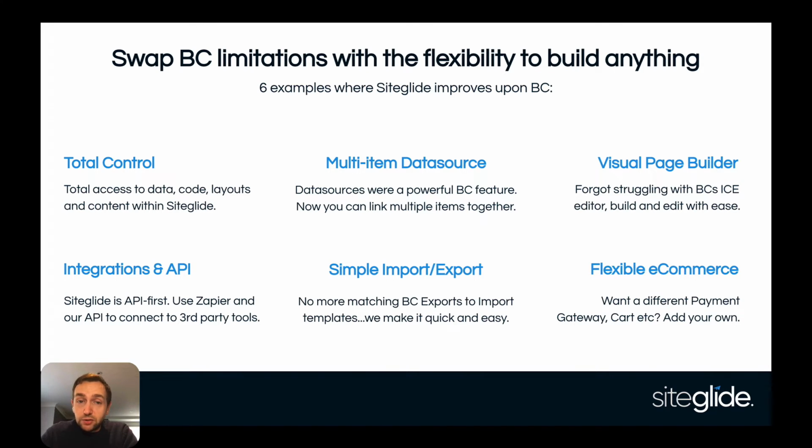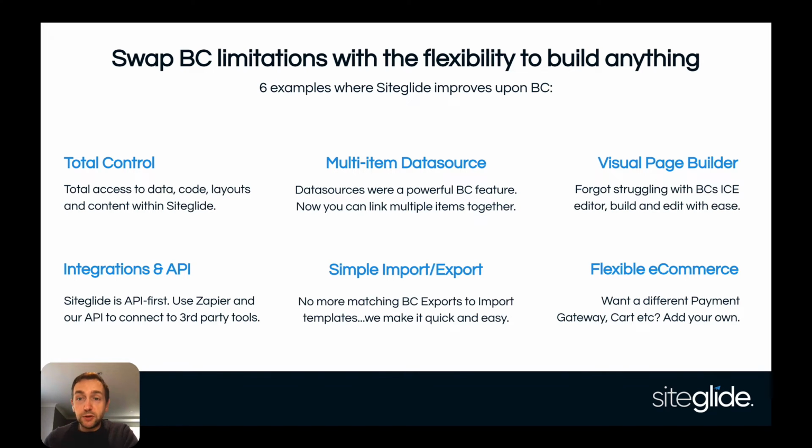Then multi-item data source is a good example of something that was really powerful in BC, but we've taken it quite a bit further. Anybody who uses data sources a lot will, I imagine, be pretty excited by the one-to-many option where you can link multiple items together. This opens up a whole world of opportunities.